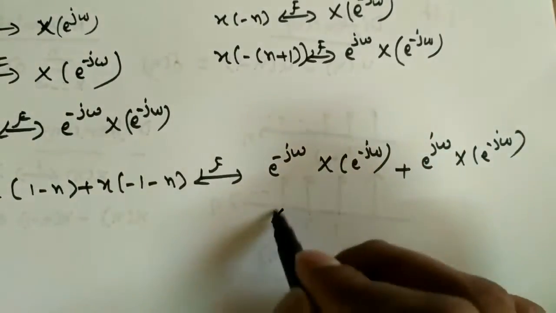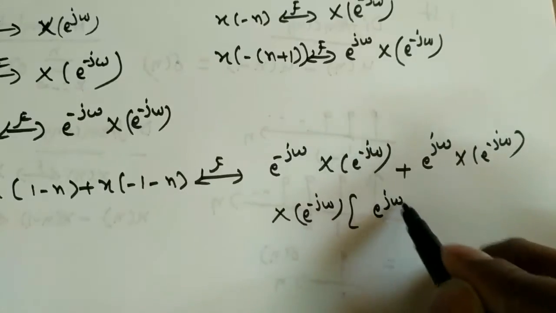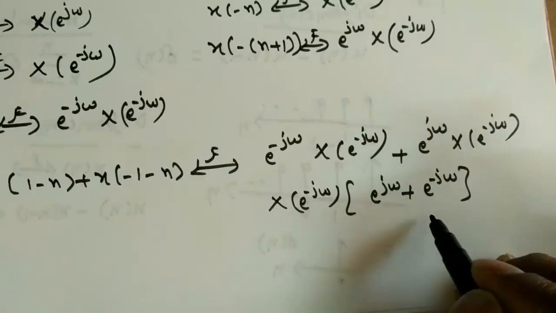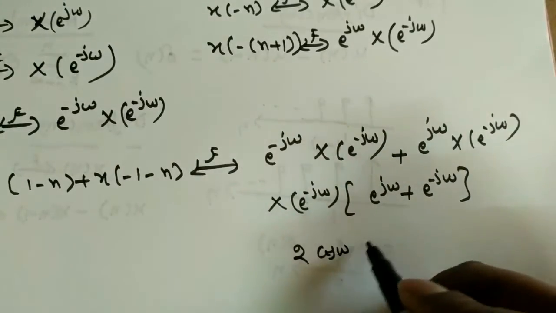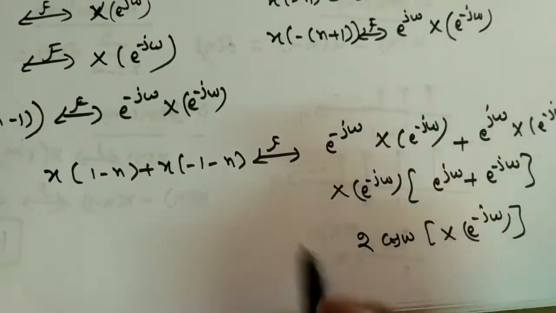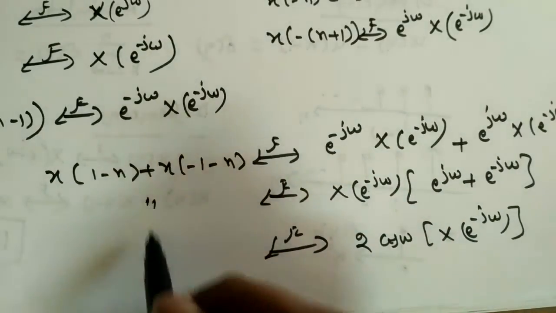If I simplify, x of e power minus jω will be common, so it will become e power jω plus e power minus jω. So what is this? Multiply with 2 and divide with 2. So what will we get? 2 cos ω into x of e power minus jω. So that is the Fourier transform, right.